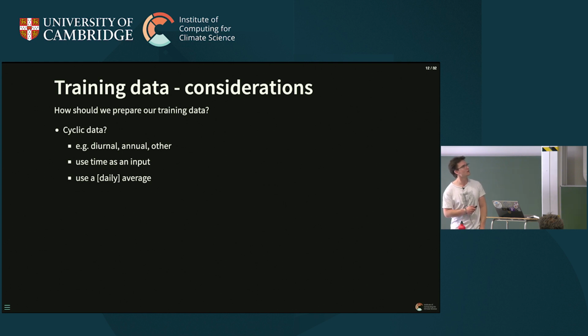So the obvious one might be to use time as an input. That might work in your instance. Maybe it doesn't. Maybe you don't have time data associated with this. So alternatively, maybe if you're looking at daily data or something that has a diurnal cycle, can you use a daily average instead? Is that sufficient for your application? Is it going to give you reliable results?